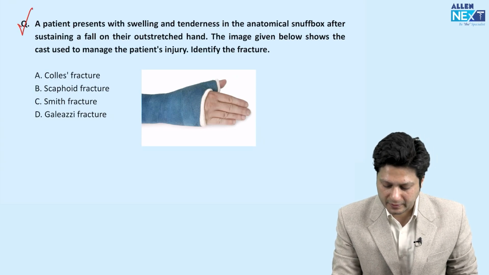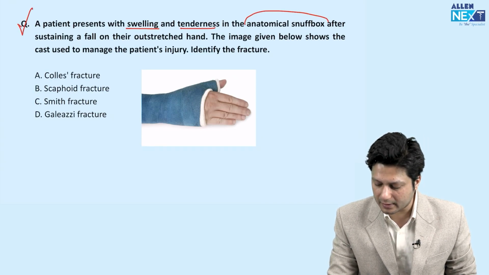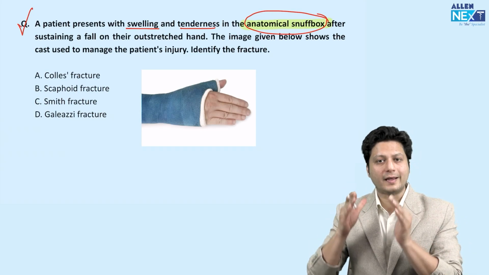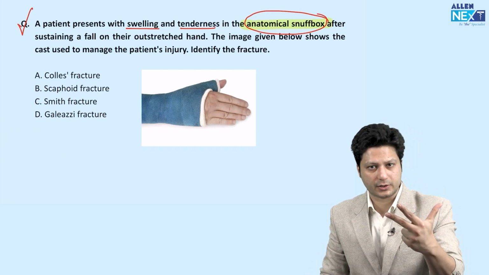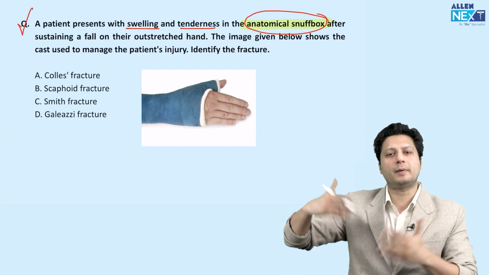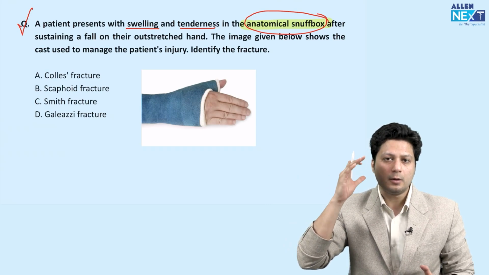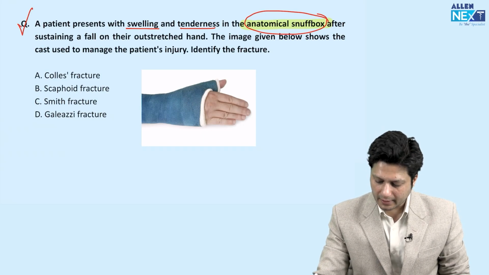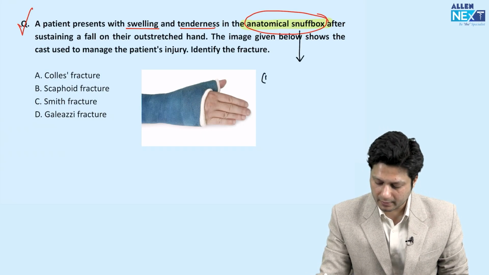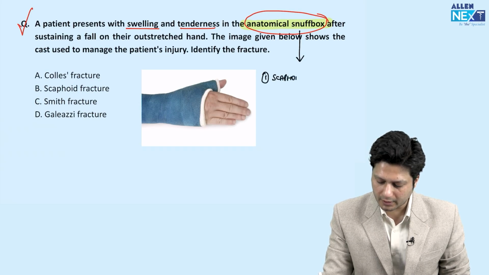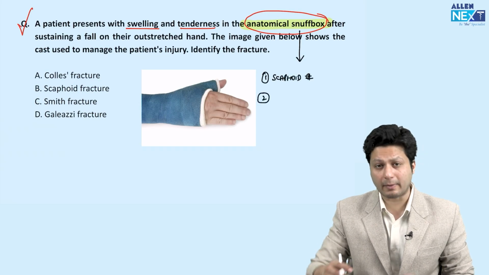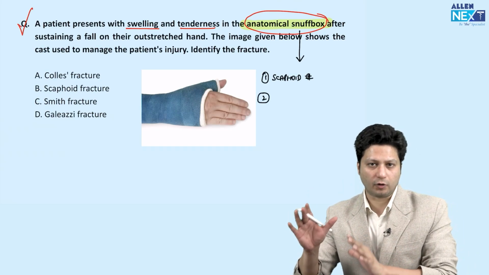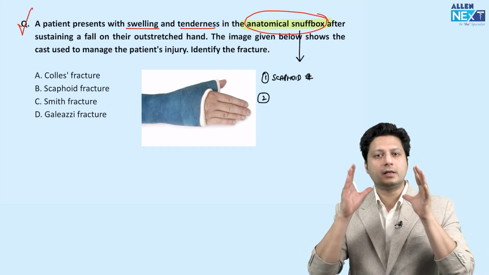Now, a patient presents with swelling and tenderness in the anatomical snuff box. Many of the times we have already talked about the orthopedic reference of the anatomical snuff box, which is related to two conditions, although it could present with multiple other conditions. What should you have in your mind when you see the term anatomical snuff box? Point number one is the scaphoid fracture, because in case of a scaphoid fracture, the tenderness is elicited in this anatomical snuff box.